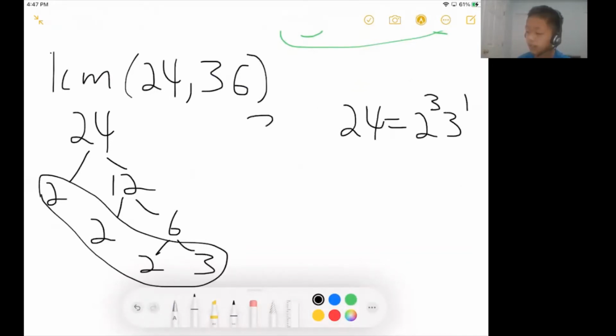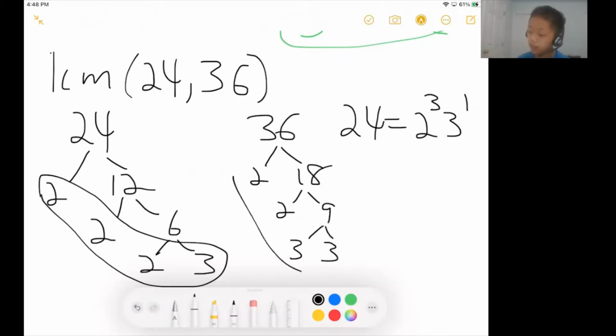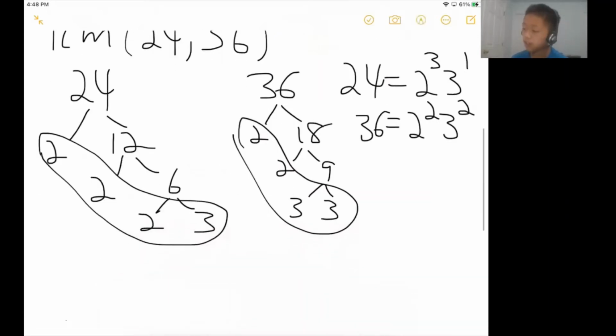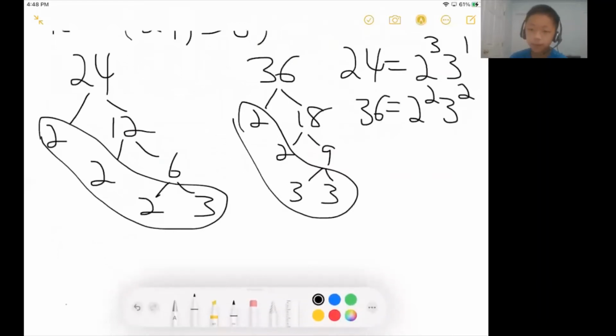Then 36, again, you can decompose 36 as 2 and 18. Then 18 into 2 and 9. Then 9 into 3 and 3. So the prime factorization of 36 is 2 squared times 3 squared. So to find the least common multiple, we would just look at the numbers by powers of primes. So we first look at this 2 cubed and this 2 squared, clearly 2 cubed is the larger of the two, right?